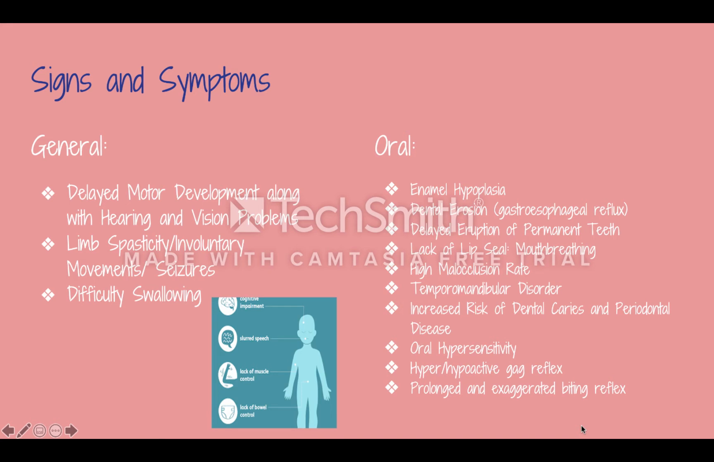So some oral signs and symptoms are enamel hypoplasia, dental erosion, which is caused from their acid reflux. A lot of these patients will have really bad acid reflux, causing the stomach acids to come back up or for them to vomit a lot. Delayed eruption of permanent teeth, lack of lip seal, which can lead to mouth breathing, high malocclusion rate, temporomandibular disorder, increased risk of dental caries and periodontal disease, which is kind of obvious in a way if you look at all their other oral signs and symptoms that this could put them at an increased risk.